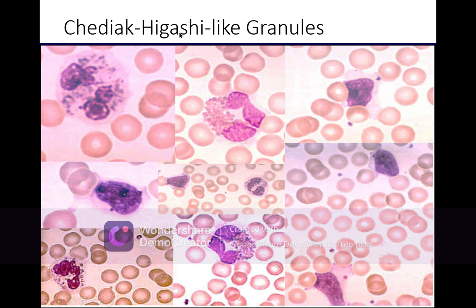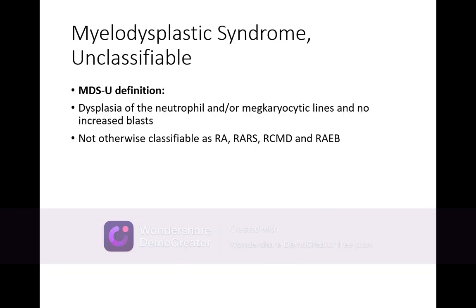These are the Chediak-Higashi granules. There is a Chediak-Higashi syndrome with platelet abnormalities also, but this is not the platelet abnormality. These are granules, classified by Chediak-Higashi, the Chinese or Japanese person. And if these are there, as shown here, then definitely it is more likely to turn into leukemia.